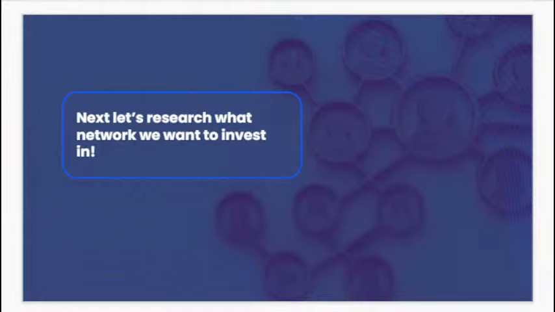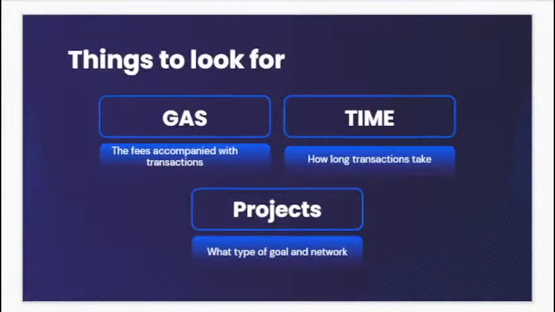Alright, I think we're at a safe point to go ahead and continue our lesson. Alright, let's continue. So right now we're going to be talking about how to get into researching and what you need to look for when you're deciding on the network and token you're starting with. So right now we need to look at what gas, time, and projects are. Gas is going to be the fees that are accompanied with every transaction, and with those it powers the network.